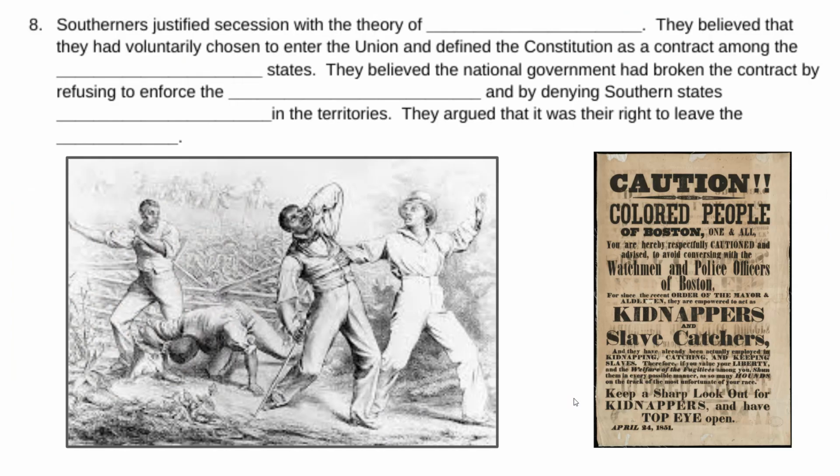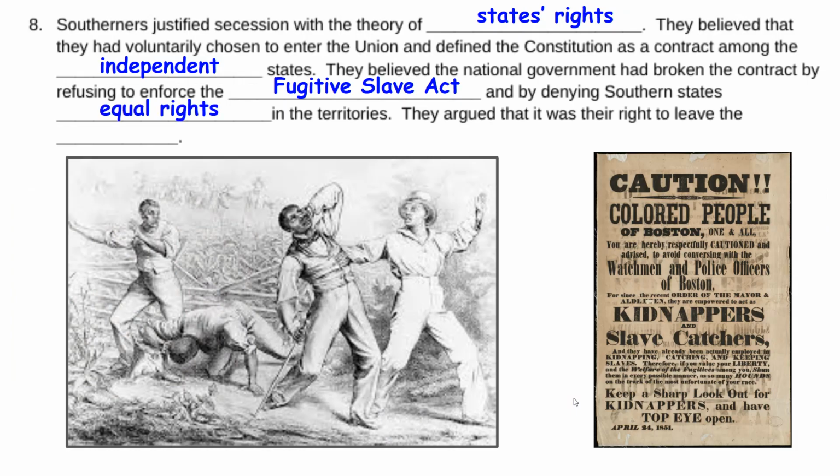So Southerners justified secession with the theory of states' rights. They believed that they had voluntarily chosen to enter the Union back in the time of the Constitutional Convention, back in the time of the Articles, and defined the Constitution as a contract among the independent states. They also believed that the national government had broken the contract by refusing to enforce the Fugitive Slave Act and by denying Southern states equal rights in the territory. They also argued that it was their right to leave the Union.